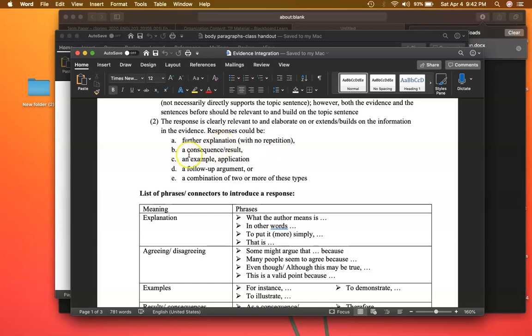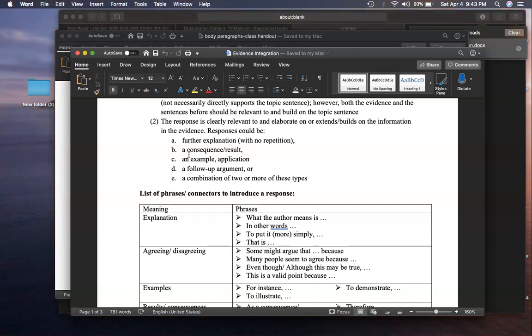Now you can write a result or consequence. Let's say it's statistics, number, or data. So you can explain a result of that data. You can write an example from real life related to the idea you have just paraphrased. An application, like how people use that. It depends on what type of information you have paraphrased. If it's about a machine, a cure, a solution to a problem, you can explain how people apply it and how we can apply it to our life.